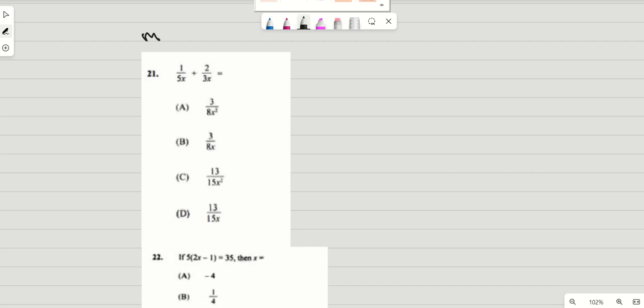Today we're going to do May, June, paper 1, 2018, number 21 to 40. All right, now let's look at this first question. This question is repeated. Your LCM is 15x, so the answer is D.